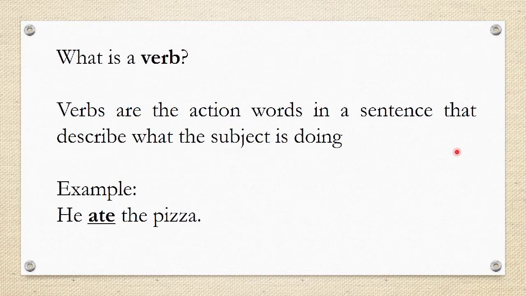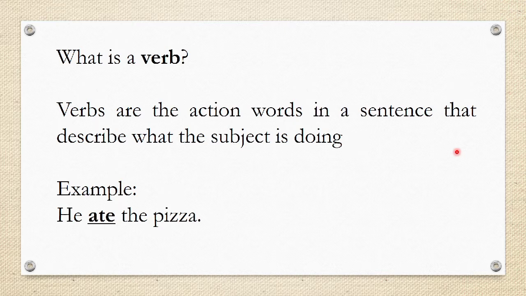So, what is a verb? Verbs are the action words in a sentence that describe what the subject is doing. Along with nouns, verbs are the main part of a sentence or phrase, telling a story about what is taking place. In fact, without a verb, full thoughts cannot be properly conveyed.